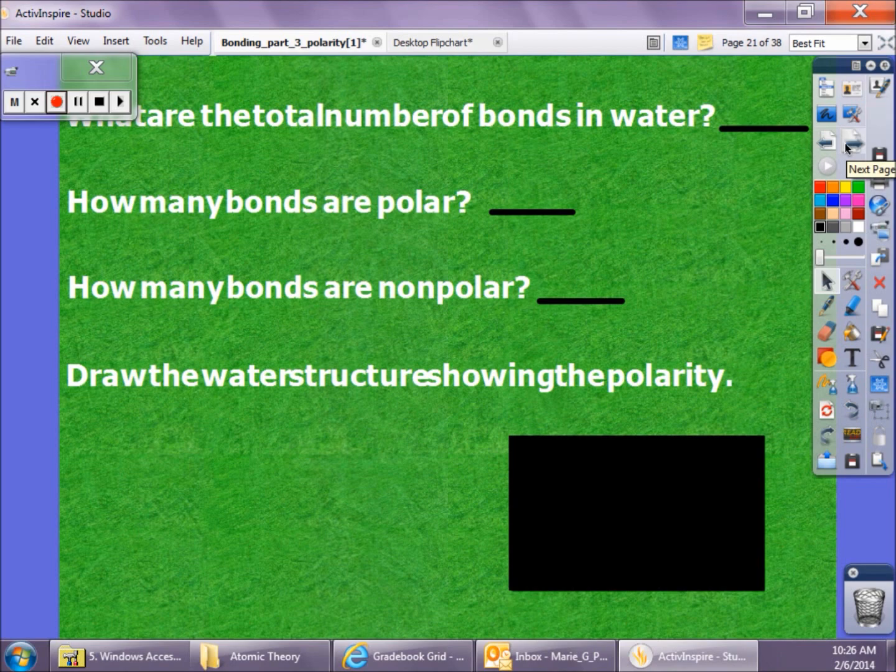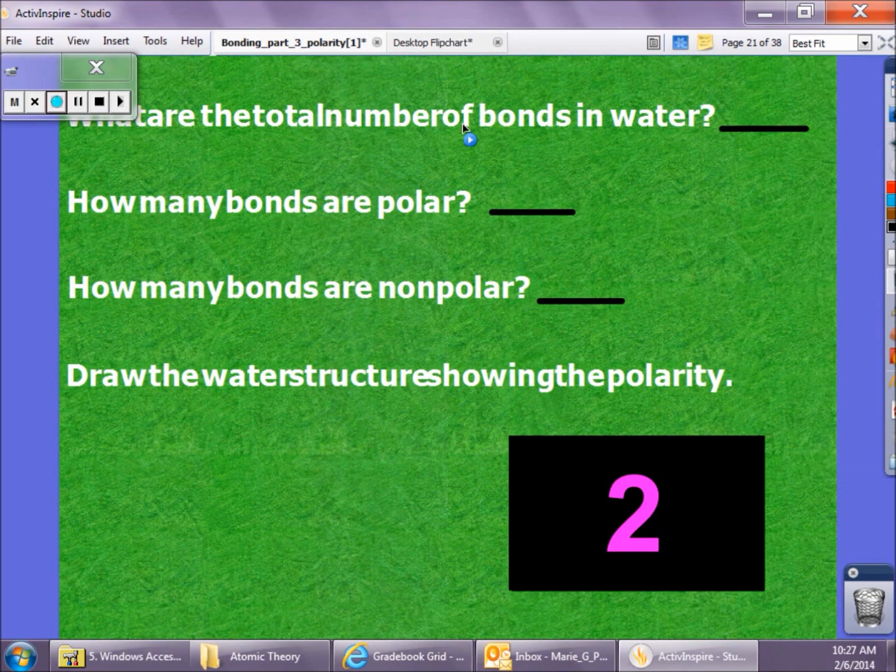Okay, how many total bonds in water? You know how to draw water molecules. Look at your paper or draw it quickly and tell me what is the total number of bonds in water. You have your water molecule somewhere. How many bonds? I heard 2. Let's see. There are 2 bonds. The dashes, the lines connecting the hydrogen and the oxygen, are the bonds. There are 2 bonds.